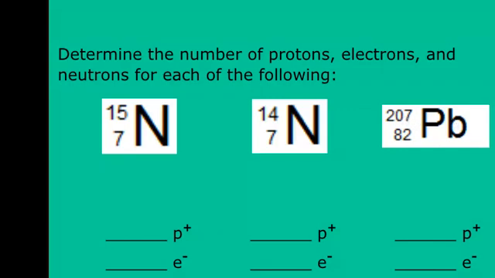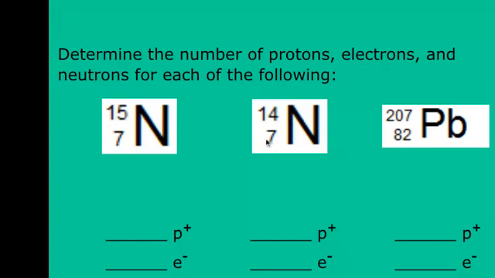The first one, we have protons. That's our bottom number right here, 7. And our electrons just balance out our protons because it's neutral. So we have 7 positive protons, which means we have to have 7 negative electrons. So 7 protons, 7 electrons. And to get our neutrons, we take our top number, our protons plus neutrons, and subtract out this bottom number, 7, and we get 8. So 8 neutrons are left after we subtract. So 7, 7, 8 on this one.